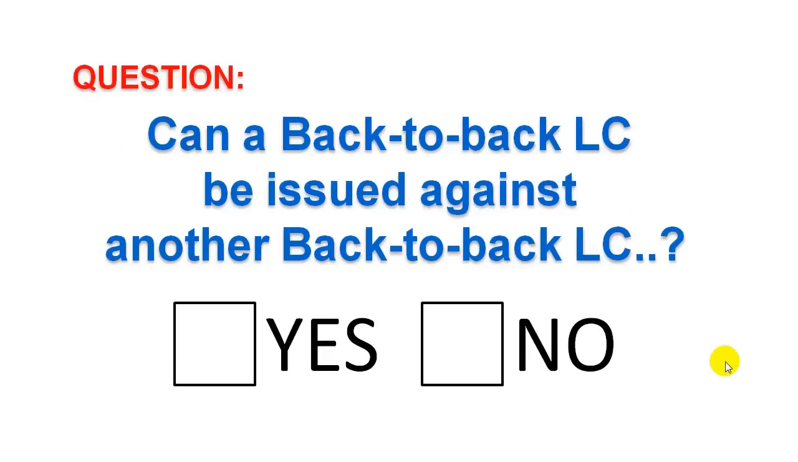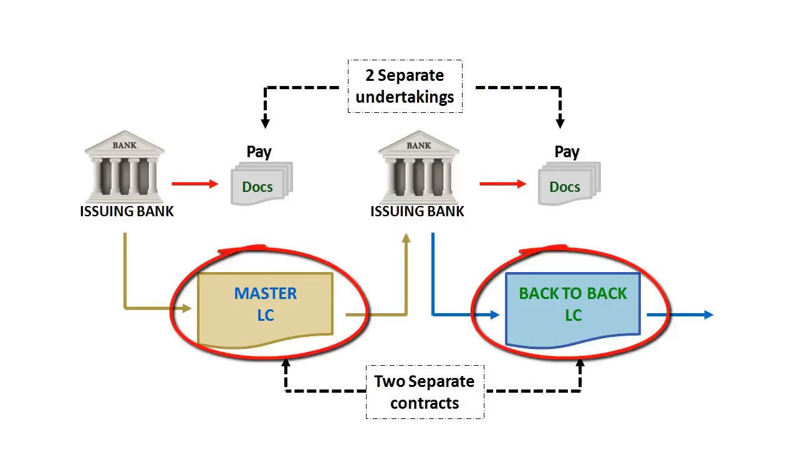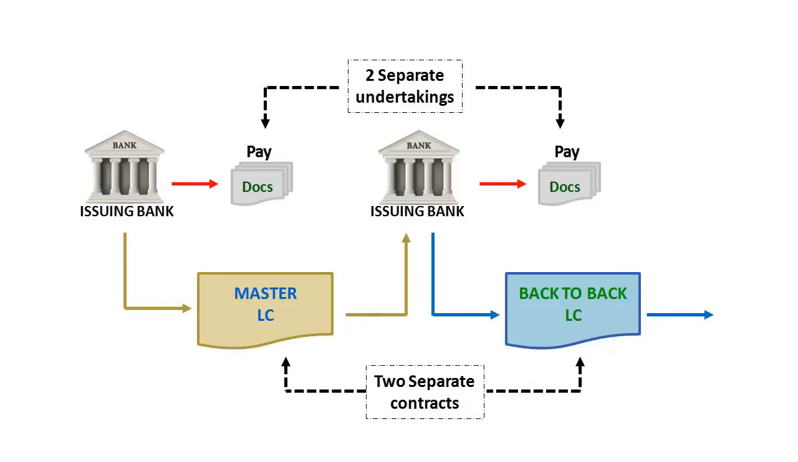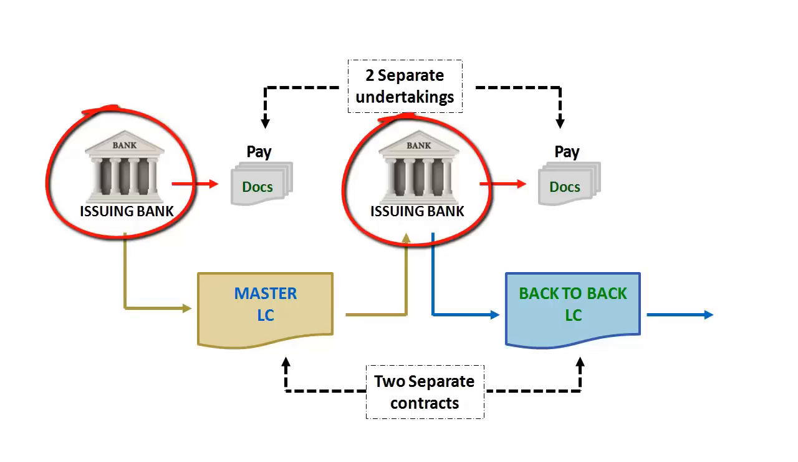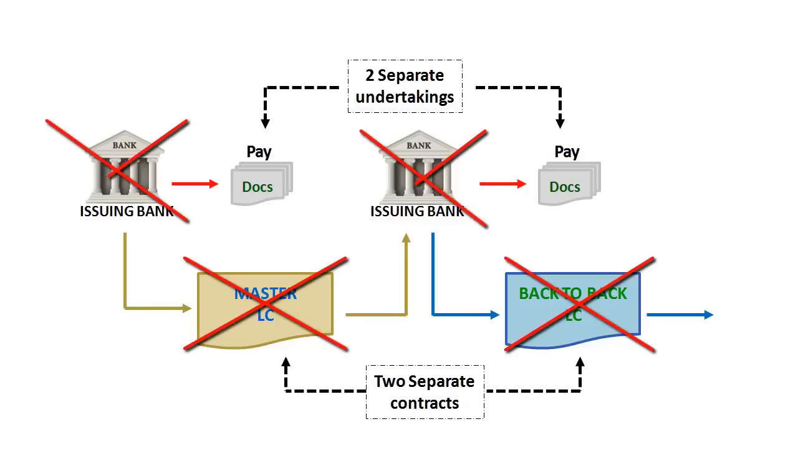Now, can a back-to-back LC be issued against another back-to-back LC? Before we can answer this question, we must go back to the very basic back-to-back rules. Number one, two separate payment contracts and two separate payment undertakings. Number two, the first LC and the second LC are totally two separate contracts. Number three, the undertaking to pay of the first LC issuing bank is totally independent from the undertaking to pay of the second LC issuing bank. And number four, there are no direct relationships between both of the LCs and both of the issuing banks.